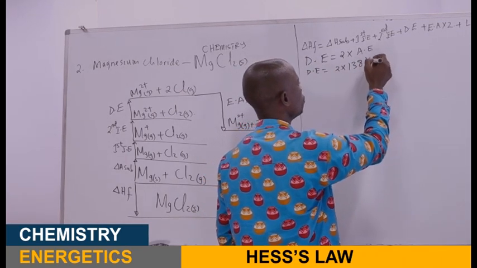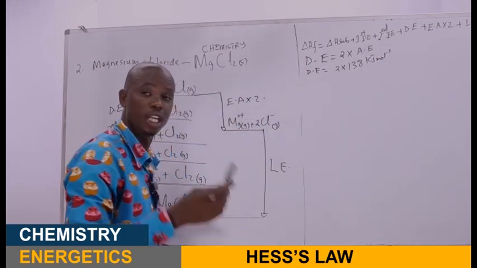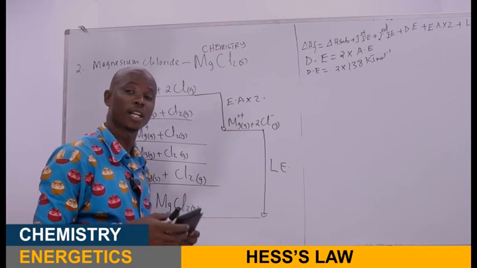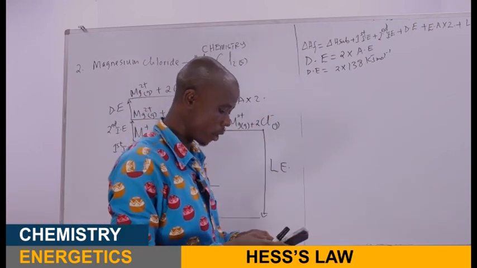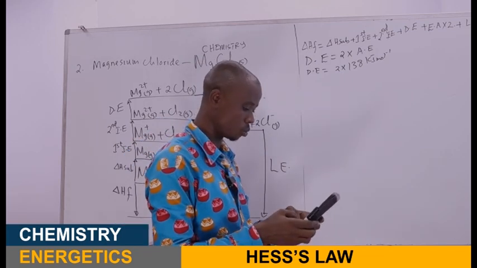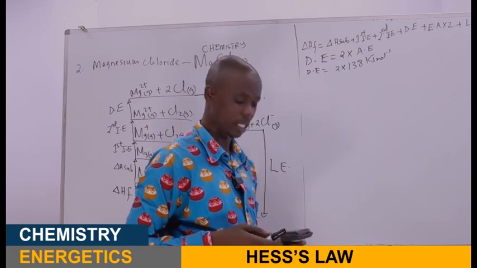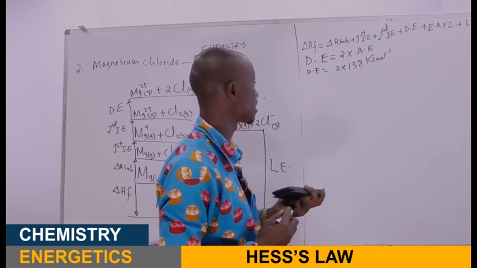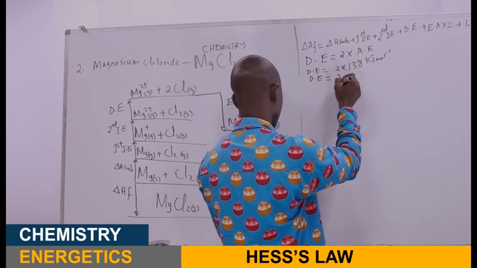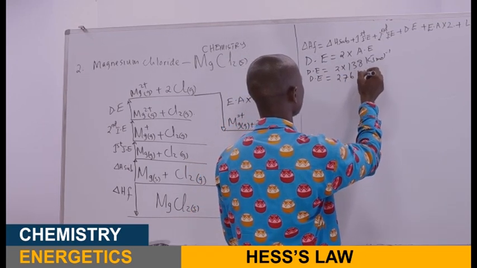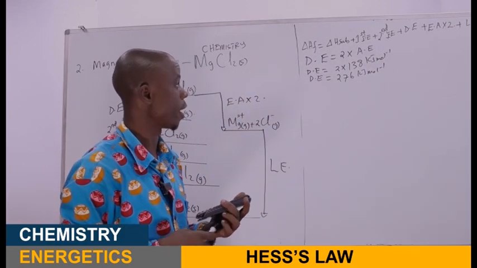138 kilojoules per mole. My dear student, you just use your calculator. I'm sure that you have the calculator. Hope you're following this program. Now, when you take your calculator, you take 2 times 138, you're going to get 276. So dissociation energy will be equal to 276 kilojoules per mole. That is number one.